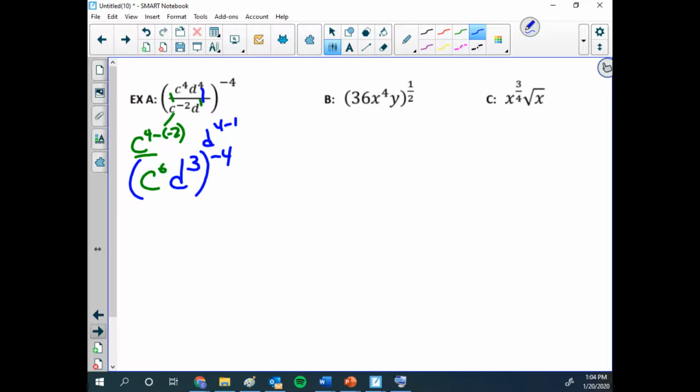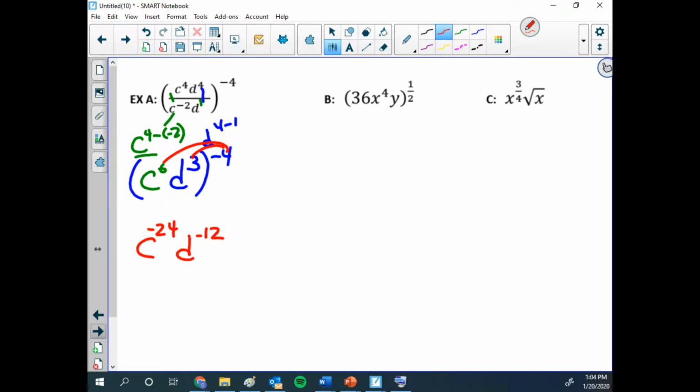So again, that's not going to be my final answer. Usually they at least get rid of power of power. So I would now have to take this negative 4 and multiply it in. There are two different ways you can solve this right now. You can get rid of the negative or multiply that in, but I'm going to multiply it in. So power of a power means I have to multiply those together. So c to the 6 times negative 4 is c to the negative 24. And d to the power of 3 times negative 4 is d to the power of negative 12.